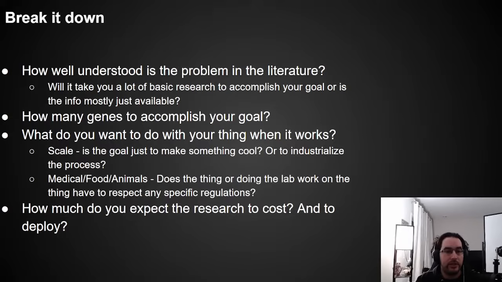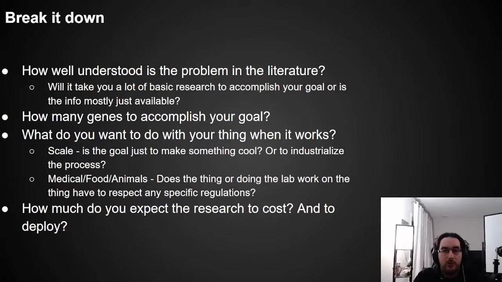The next thing you need to think of is what do you actually want to do with your thing if it works? Because, and this is, I feel, where a lot of people get stuck, where they get so focused on just making it work that they miss the "and then what" question. And the answer doesn't necessarily need to be anything. It could just be, okay, you've done something cool, publish it. That's it.